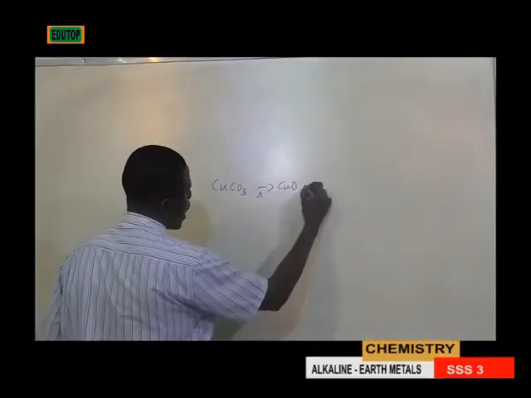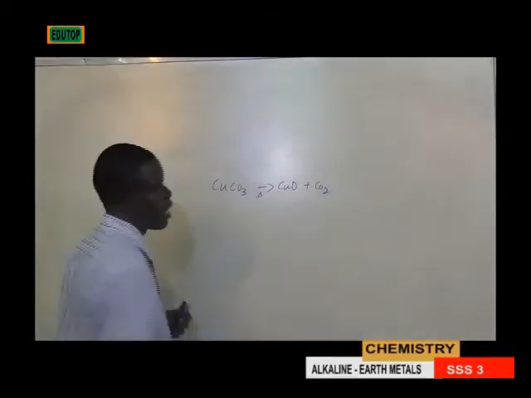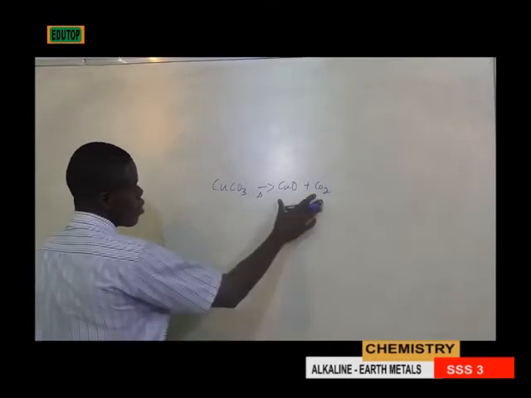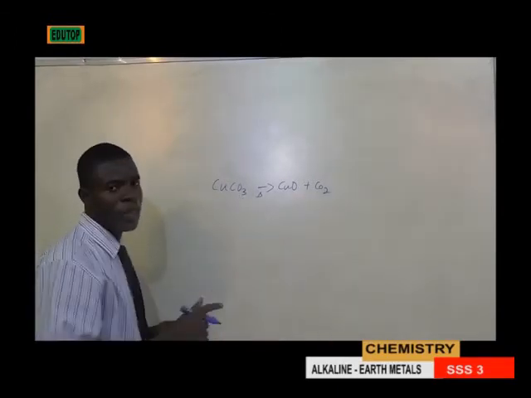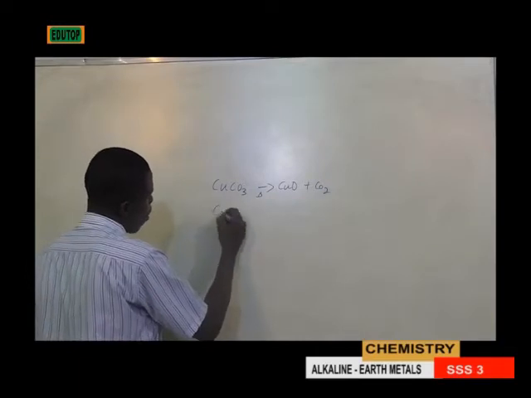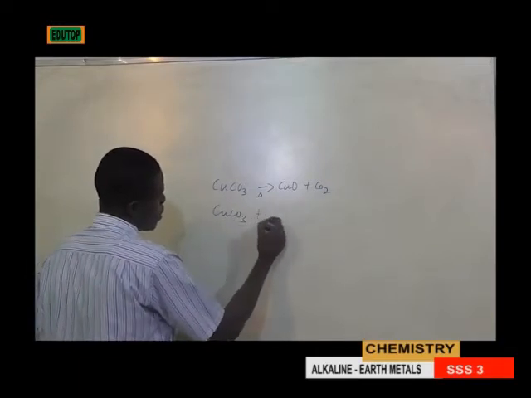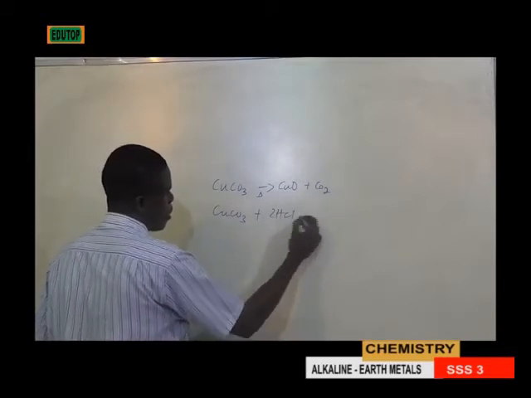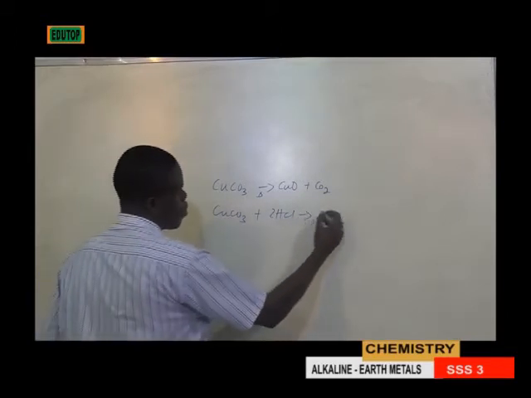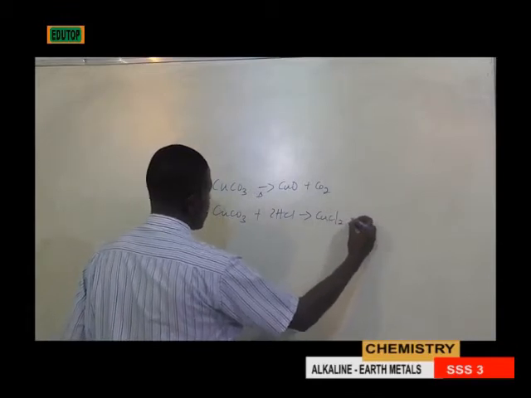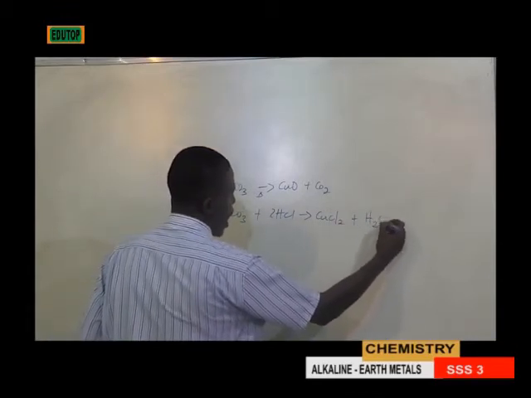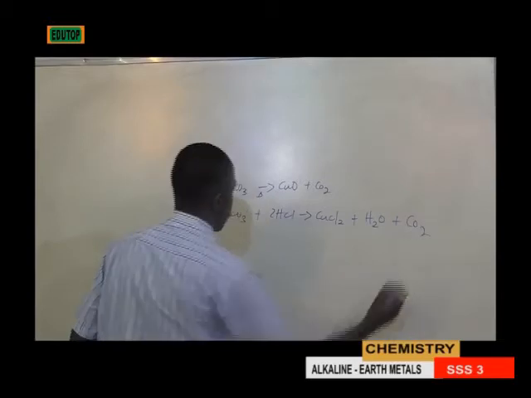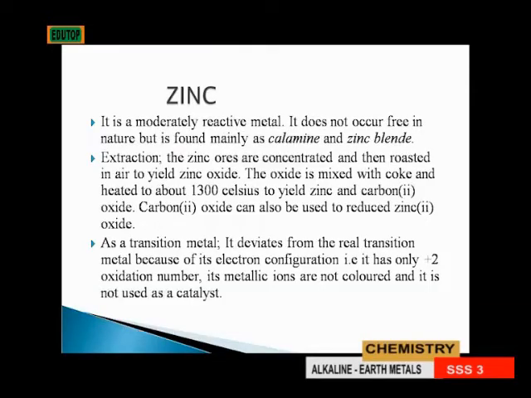Gives copper 2 oxide and carbon 4 oxide. Those are the products when this is subjected to heat. Then on reaction with dilute acid such as hydrochloric acid, it decomposes to give copper 2 chloride plus water and carbon 4 oxide.